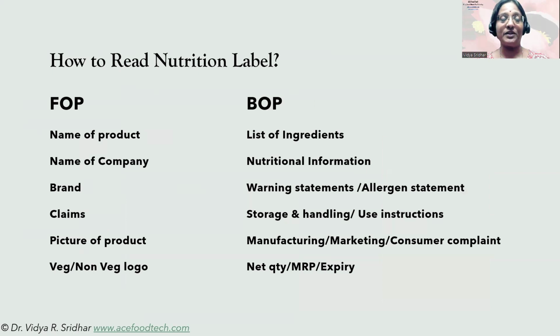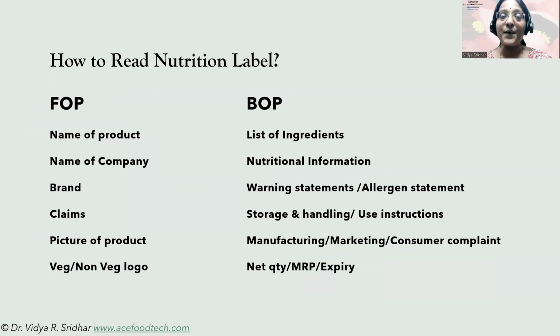The front of the label has the name of the product, the brand, the company, and the big claims that state that this will provide this benefit. It has the picture of the product, because it helps you to understand that, aha, this is what I'm going to be consuming, right? And it also has a few logos. It has a veg logo or a non-veg logo on the front of the pack. There are other logos that are on the back of the pack.